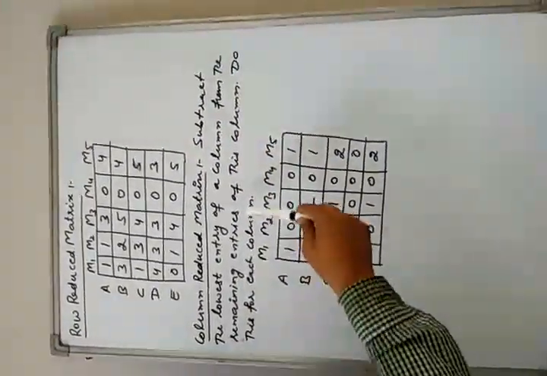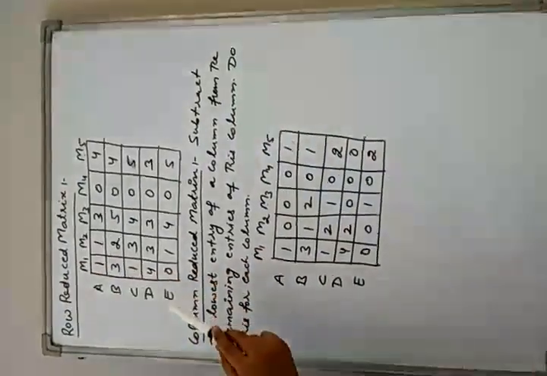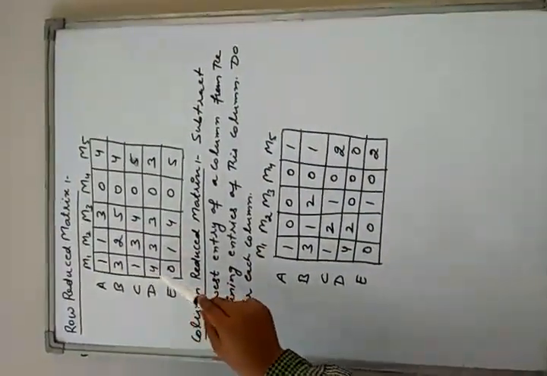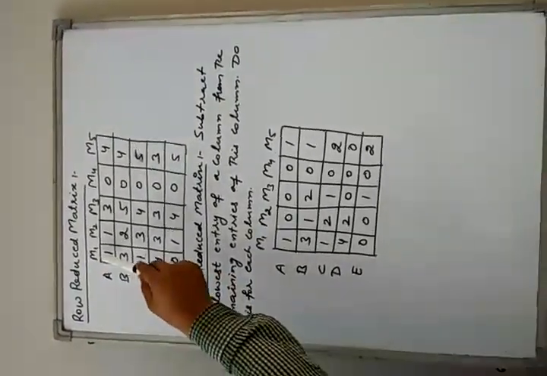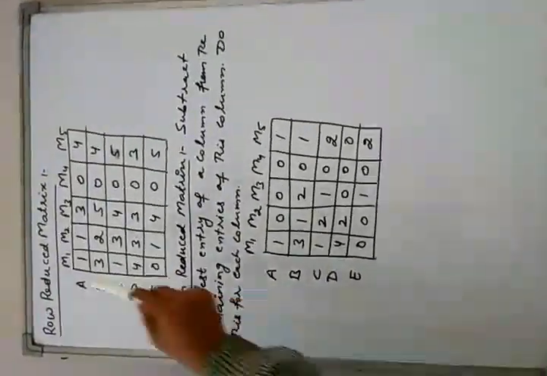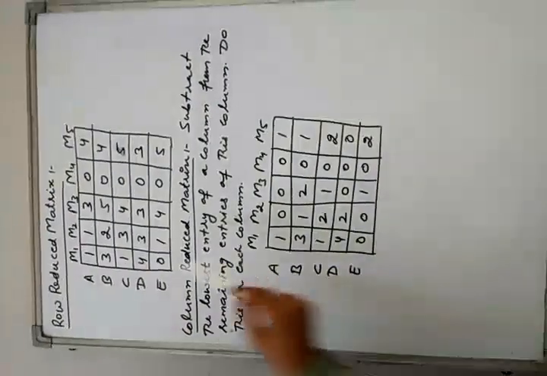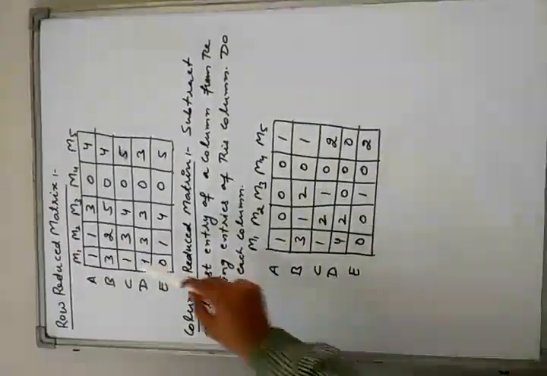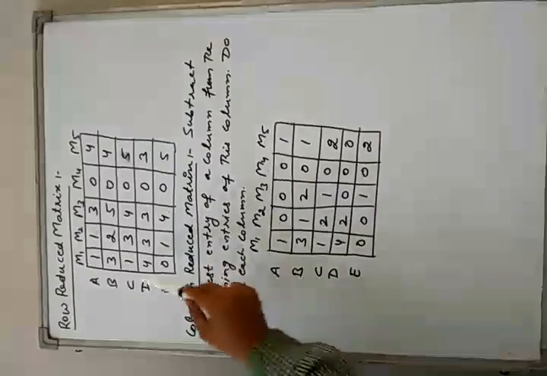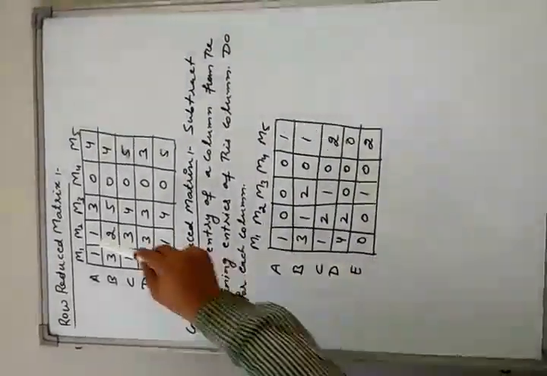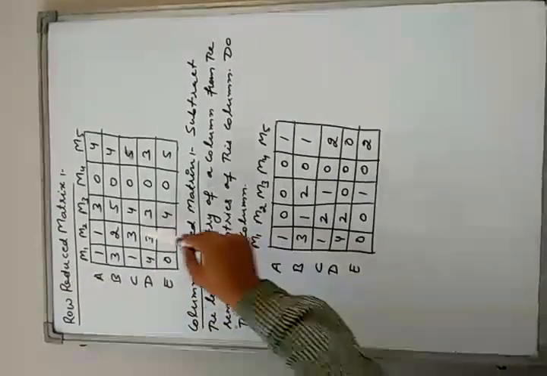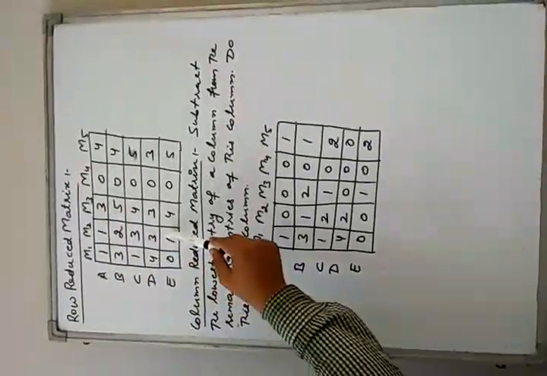Do this for each column. Like for column 1, the lowest entry in column 1 is 0. Subtract this 0 from each entry. Then it becomes 1 minus 0, 1, 3 minus 0, 3, 1 minus 0, 1, 4 minus 0, 4, 0 minus 0, 0.